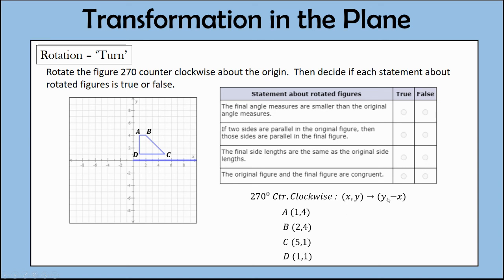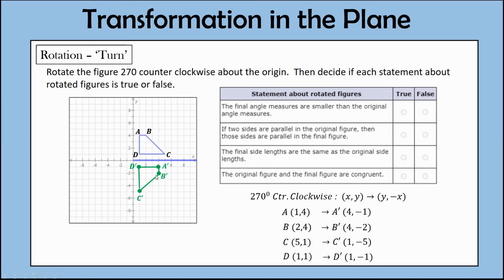Okay, now apply the rule to each of these. So the new A prime, interchange X and Y, make X its opposite, is at 4, -1. The new B prime, interchange them, make X its opposite, is 4, -2. C prime, interchange these two, make X its opposite, 1, -5. D prime, interchange, make X its opposite, 1, -1. Now we go over here and plot them. So A is 4, -1. B is 4, -2. C is 1, -5. D is 1, -1. Retrace them.